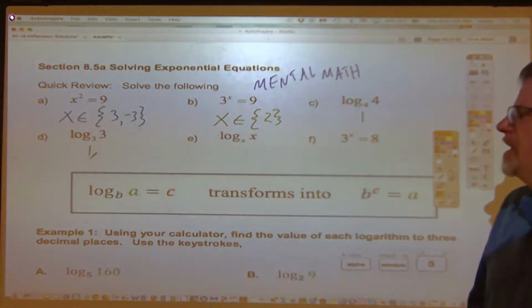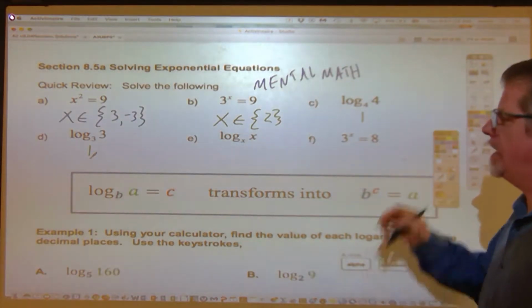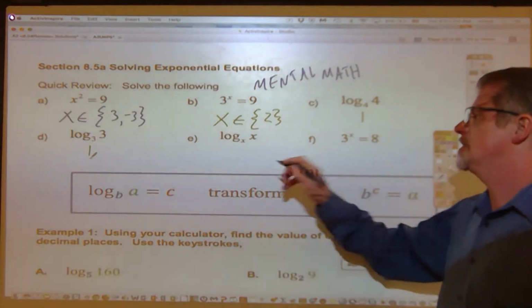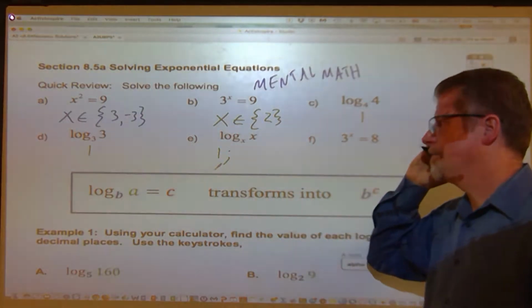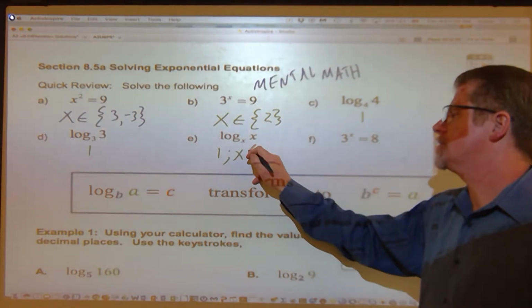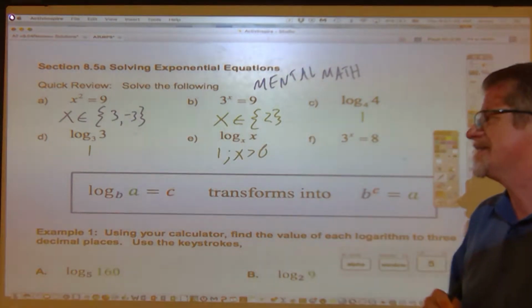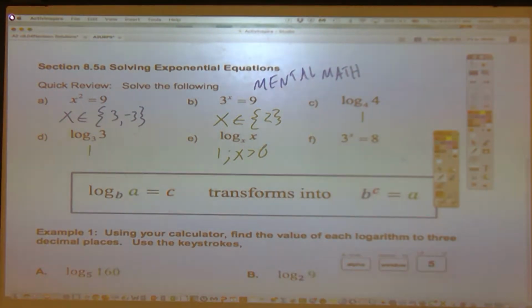Now, they're getting kind of a pattern going here, and they want you to say that the log base x of x is 1, but that's actually not true for all x's, so let's put a domain restriction on this. That's only true for x values that are greater than 0. We can't take log base 0 or log base negative number.